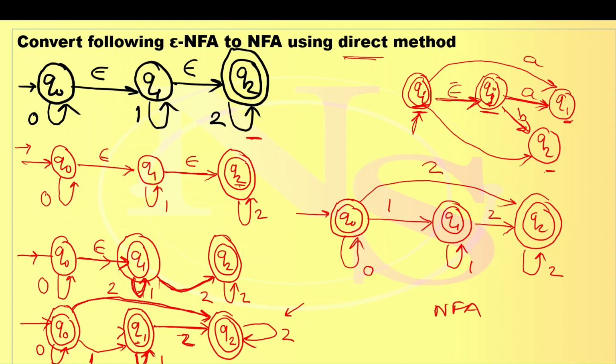That we converted from the given epsilon NFA to NFA using direct method, using the two rules. We will have one more example just to understand how we can apply the direct method rule to convert epsilon NFA to NFA in the next session.